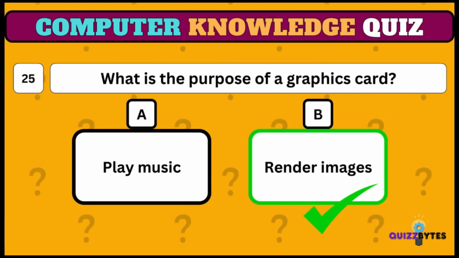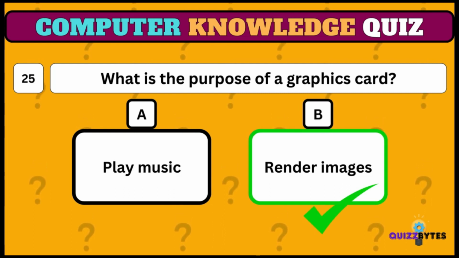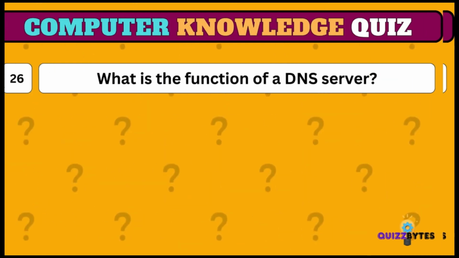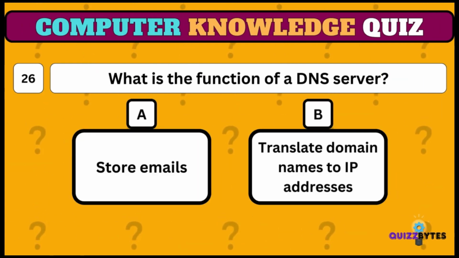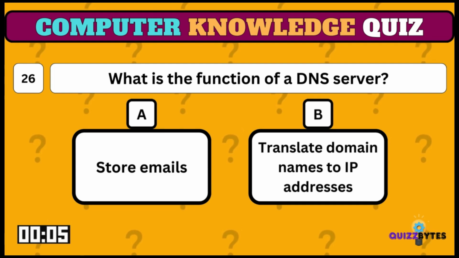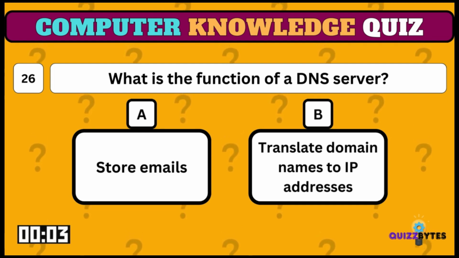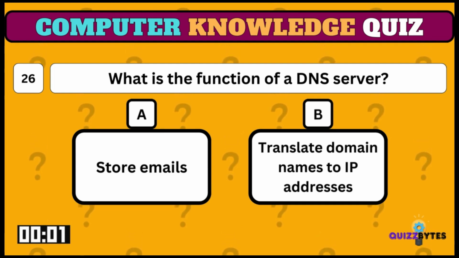Correct. A graphics card, also known as a GPU, graphics processing unit, is a hardware component that is responsible for rendering images and graphics on a computer monitor or display. Now, let's proceed to question 26. What is the function of a DNS server? A. Store emails or B. Translate domain names to IP addresses?